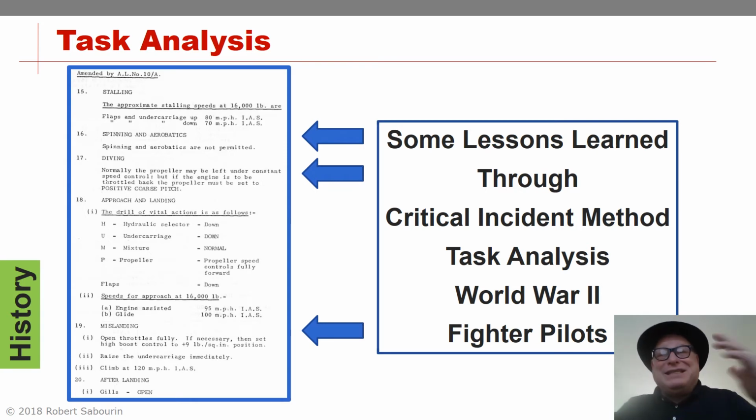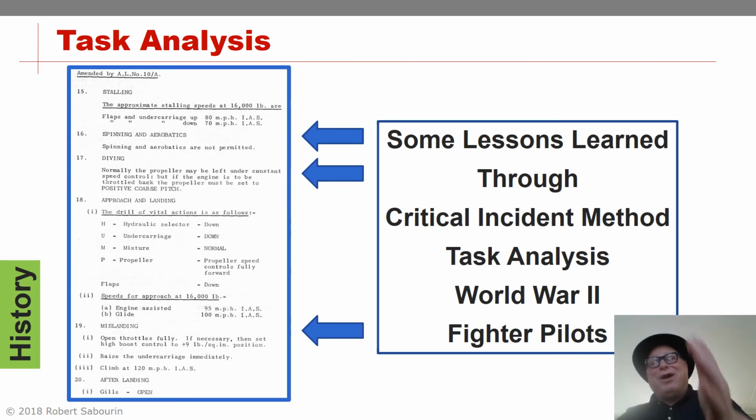And then another one here, mislanding. You can imagine you're landing in the wrong place, in the wrong way. Open the throttles fully. If necessary, set high boost control to plus 9 pounds per square inch position. Raise the undercarriage immediately. Don't wait. Don't procrastinate. Do it now. Climb at 120 miles per hour. And above all, after landing, open your gills.